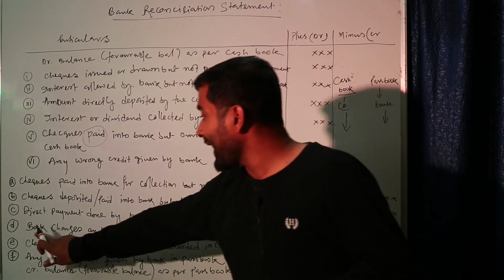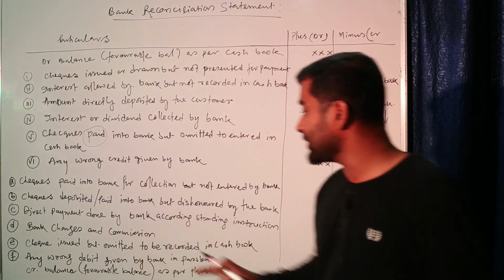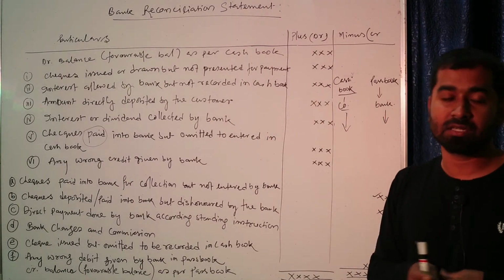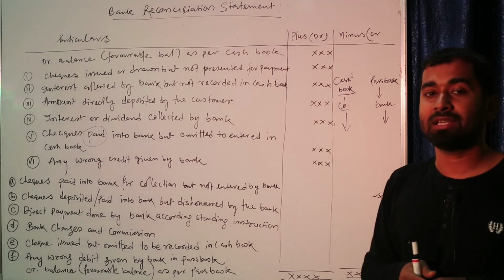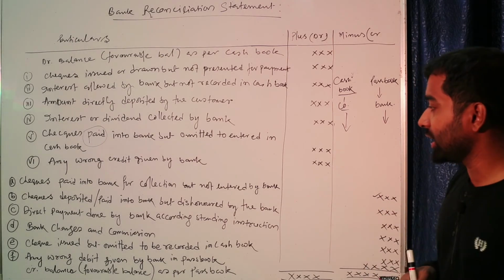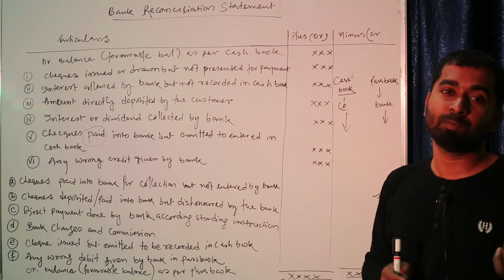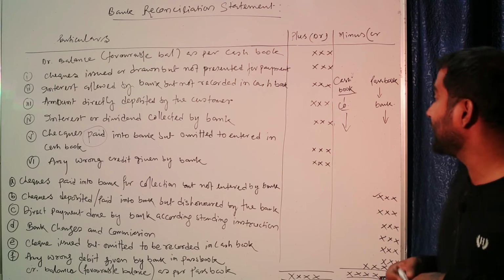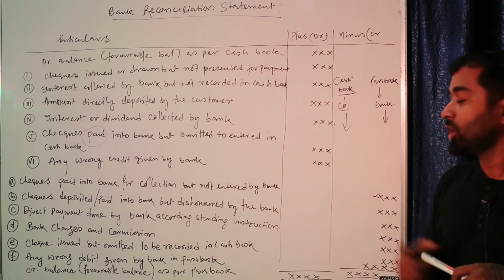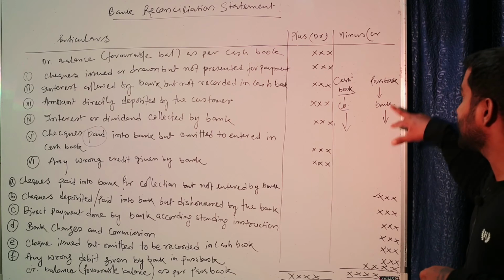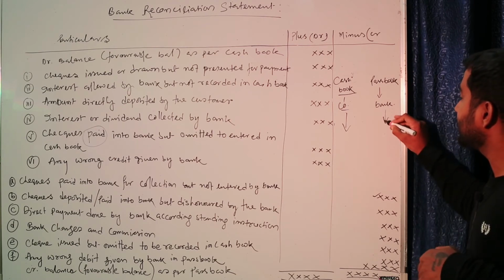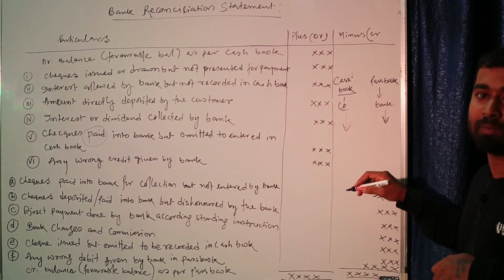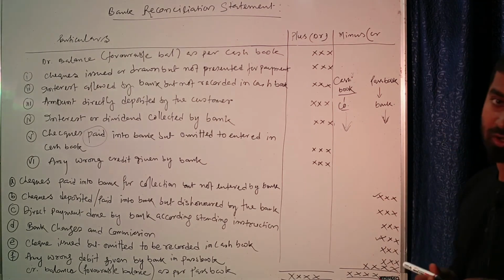Next is bank charges and commission. Sometimes, due to the many services the bank provides to you, the bank charges some commission. If that commission is deducted from your passbook directly, and you come to know about it, you should also subtract it. The commission or any charges have already been deducted in the bank passbook, so in the cash book also you should subtract only. That's why it is in the subtraction column.